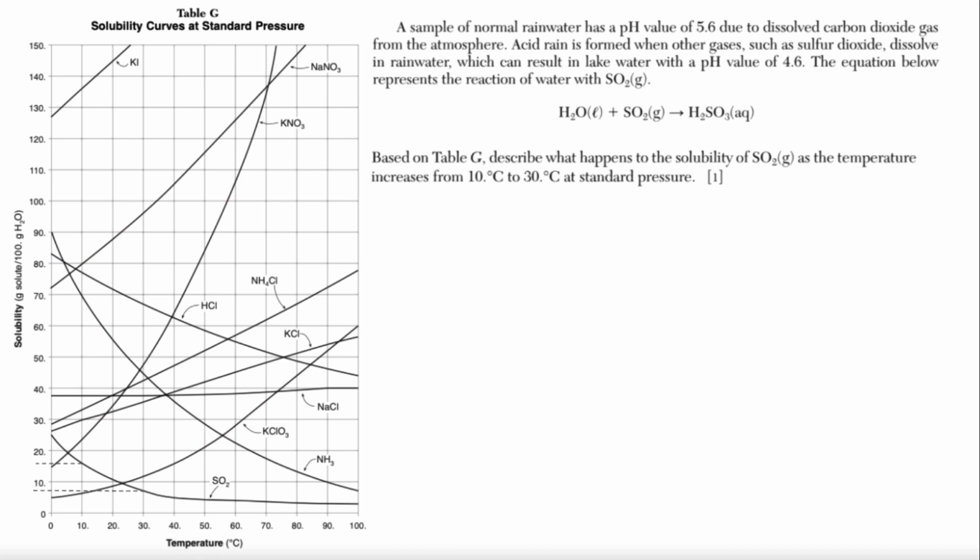A sample of normal rainwater has a pH value of 5.6 due to dissolved carbon dioxide gas from the atmosphere. Acid rain is formed when other gases, such as sulfur dioxide, dissolve in rainwater, which can result in lake water with a pH value of 4.6. The equation below represents the reaction of water with sulfur dioxide gas. Based on Table G, describe what happens to the solubility of SO2 gas, sulfur dioxide gas, as the temperature increases from 10 degrees to 30 degrees at standard pressure. So pressure is going to remain constant here and temperature is changing.